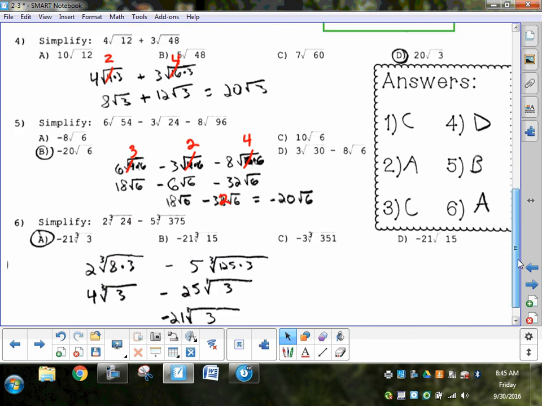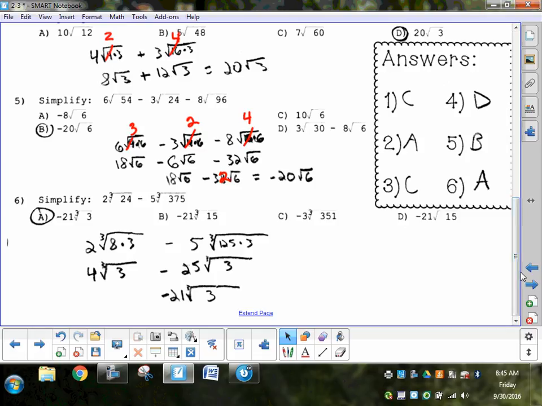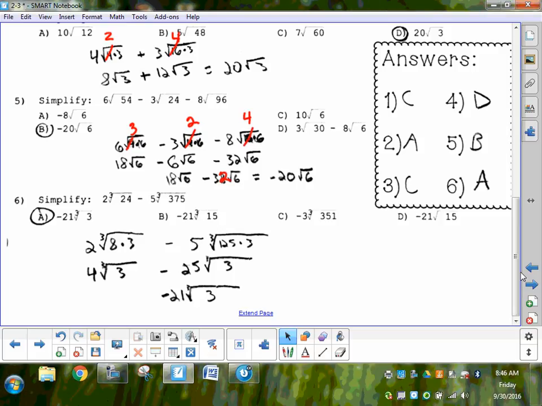Down here for the next ones, you need to know your perfect, that's more square roots. This one down here was perfect cubes. What perfect cube goes into 24? Hands up, please, if you can tell me what perfect cube goes into 24. 8. And what about the perfect cube that goes into 375? You have to be able to generate that list.